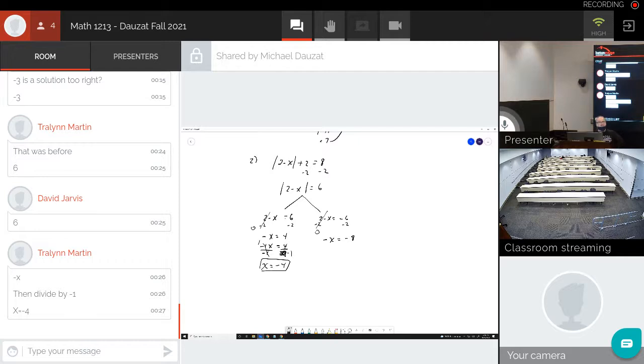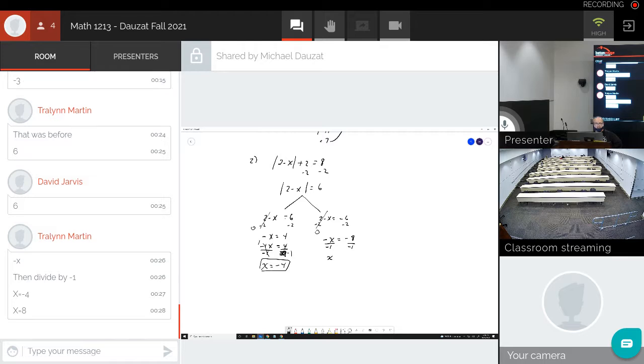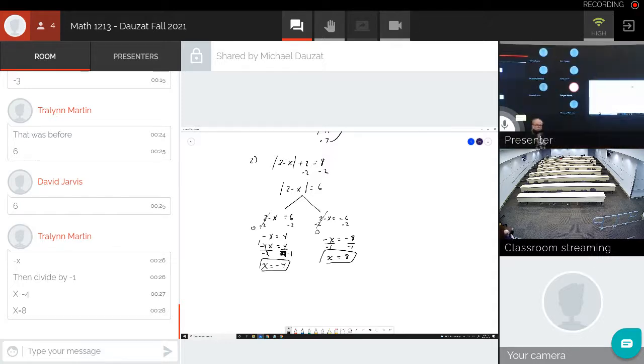To get x by itself, what do I divide both sides by? Negative 1, just like before. So a negative x divided by negative 1 is x, equals, and what's negative 8 divided by negative 1? 8. And so those are your two solutions. So those two numbers will make the original equation a true statement.